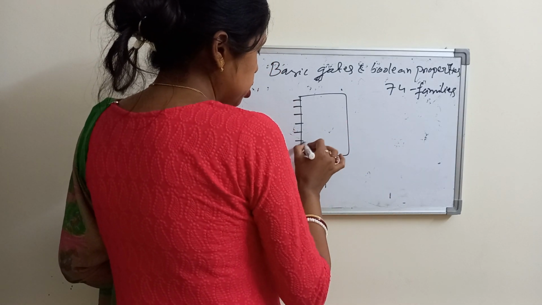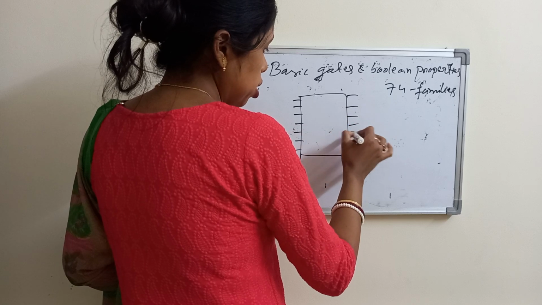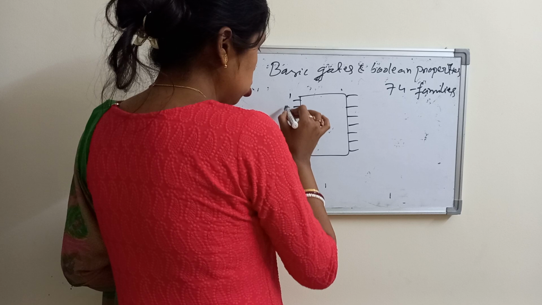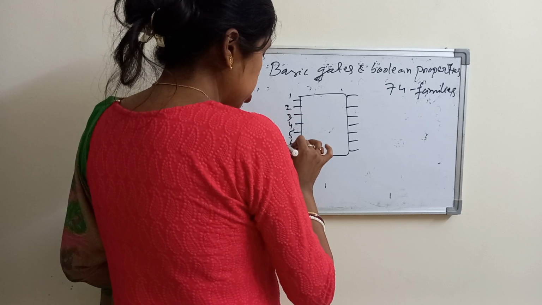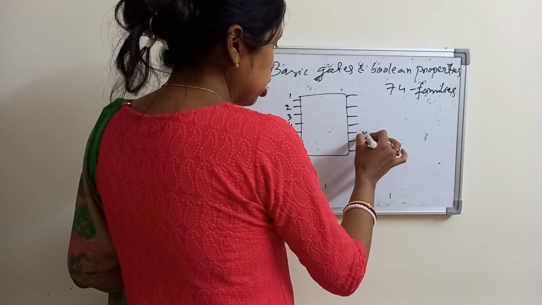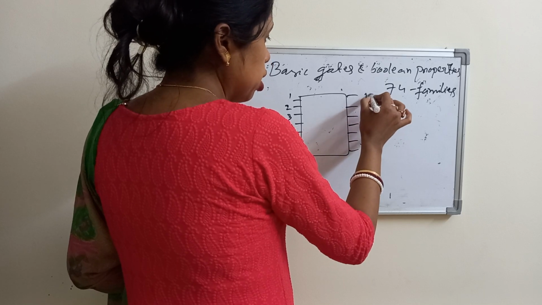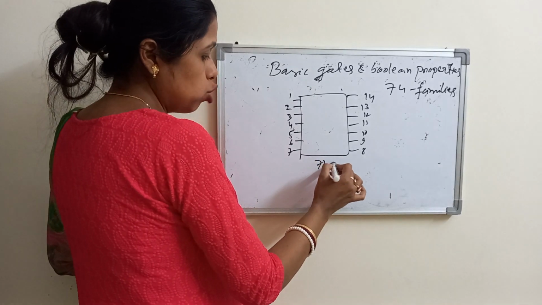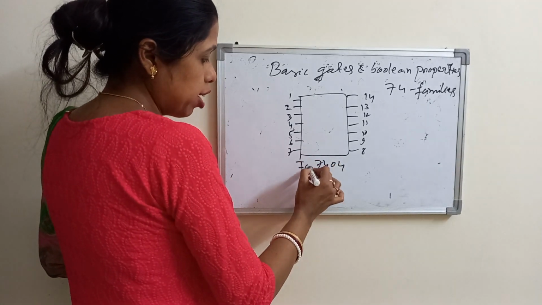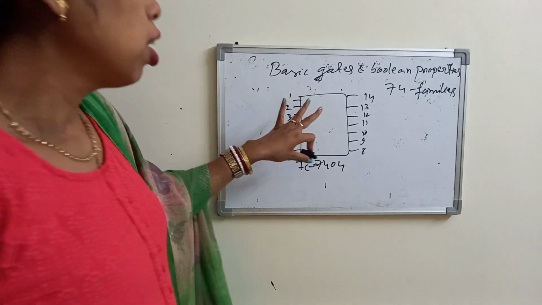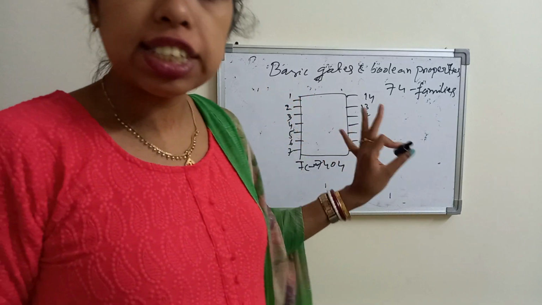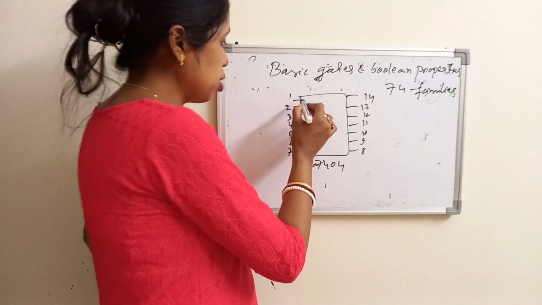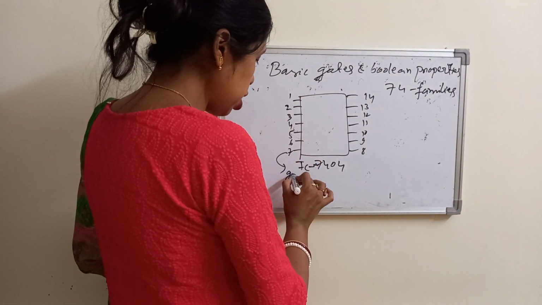There are 7 pins on this side and 7 pins on that side: 1, 2, 3, 4, 5, 6, 7, 8, 9, 10, 11, 12, 13, 14. Inside this is the 7404, which is the IC number. Inside this integrated circuit block, there are six inverters. This pin I have to connect with the ground.